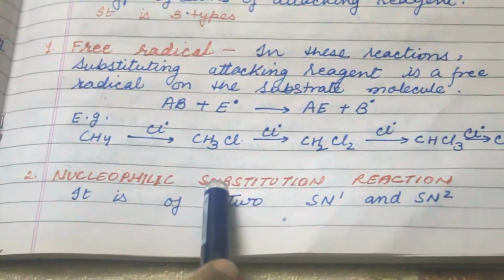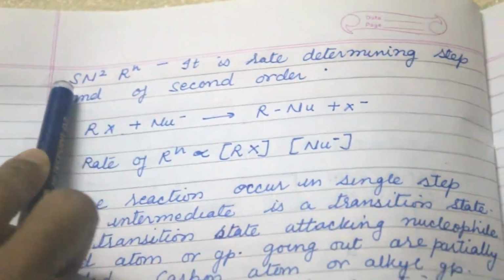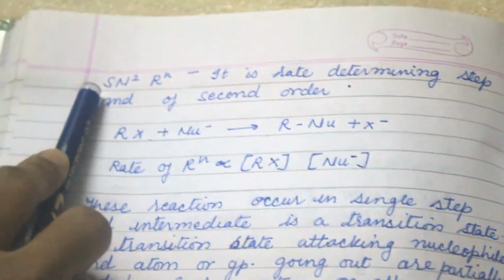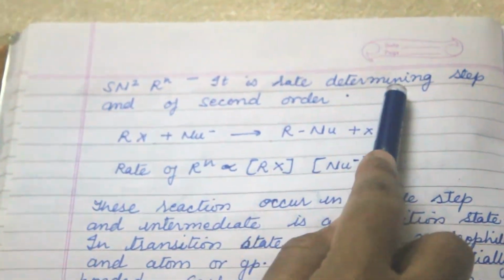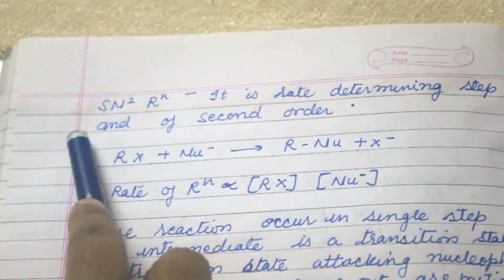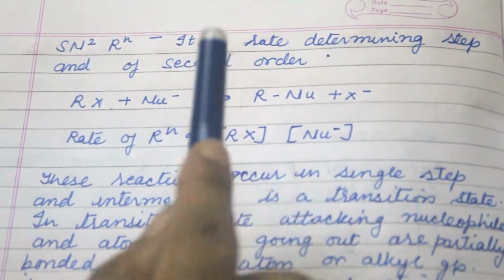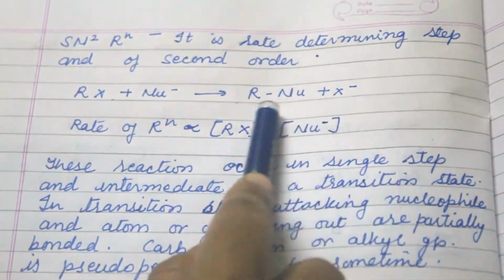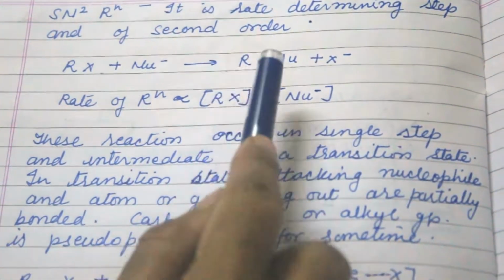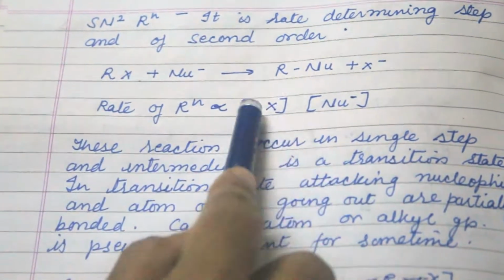Next is nucleophilic substitution reaction. It is of two types, SN1 and SN2. SN2 means nucleophilic substitution, S for substitution, N for nucleophilic, and 2 for the order of reaction. It is the rate determining step and of the second order. Why is it second order? Because the reaction depends on both the substrate and the nucleophile. Both are participating equally. That is why it is the SN2 reaction, because both are taking part.